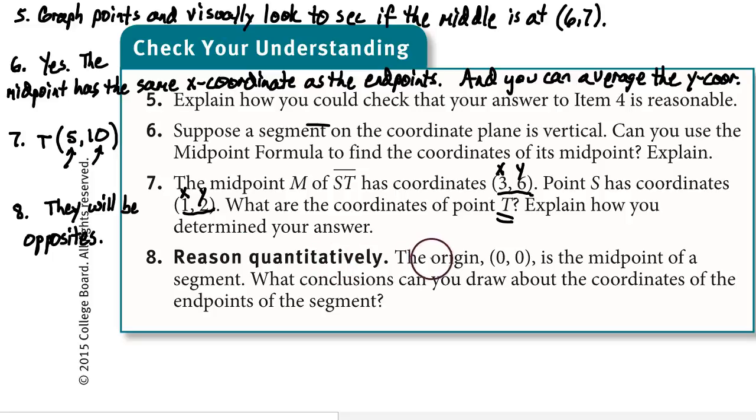Number 8, the origin is the midpoint of a segment. What conclusions can we draw about the coordinates of the endpoints of the segment? Here's just a really fast sketch. Let's say that that's the midpoint of a segment at the origin. If we draw any segment in here whatsoever, maybe just a little diagonal one, what can we say about that endpoint and that endpoint? Their coordinates will be opposites of each other. This right here is maybe at, let's say, 2, 3. This dot here is at -2, -3. Notice the opposite signs.